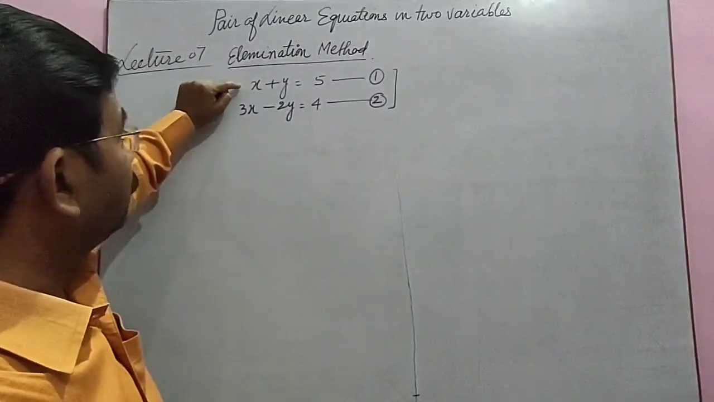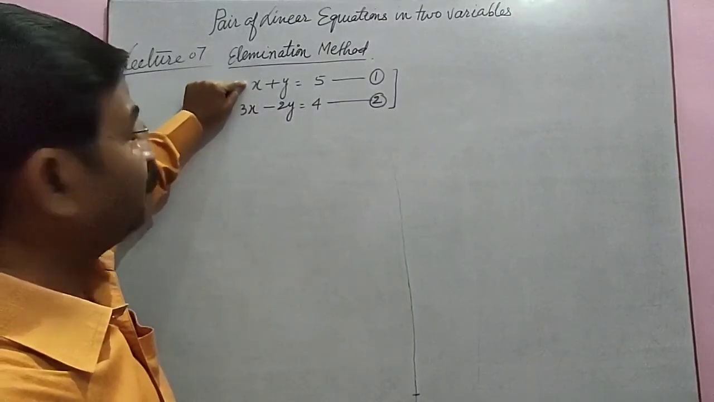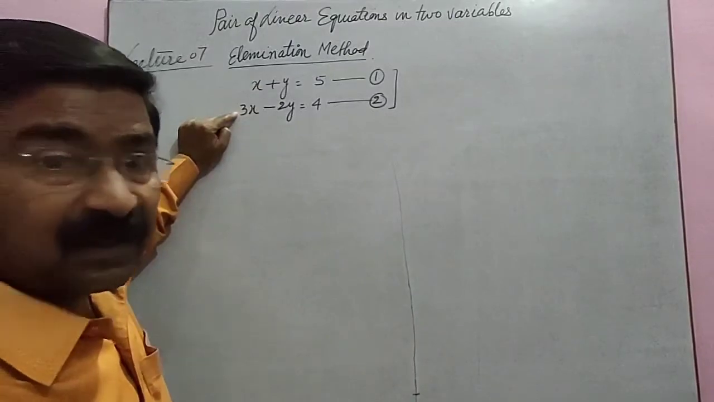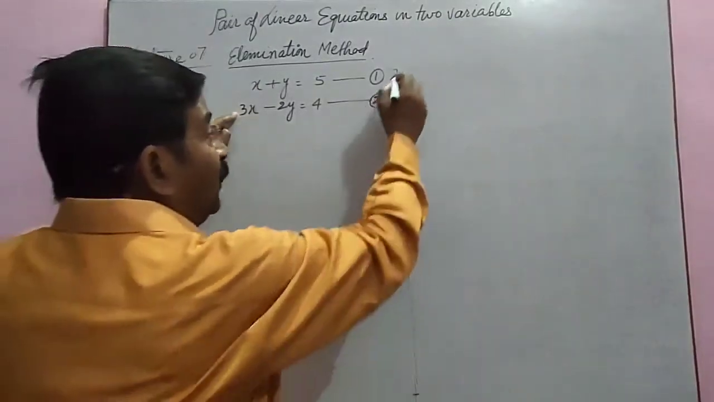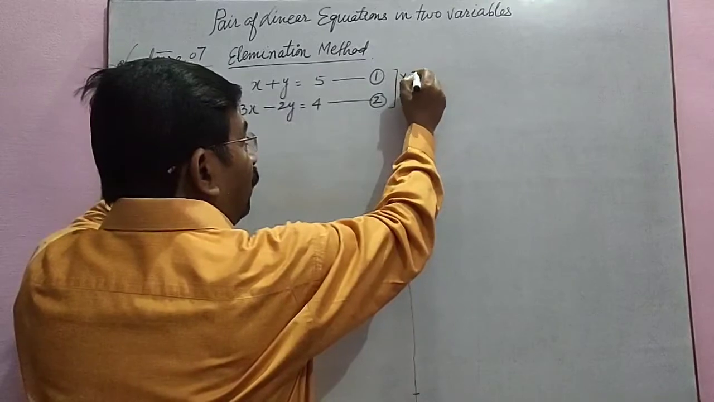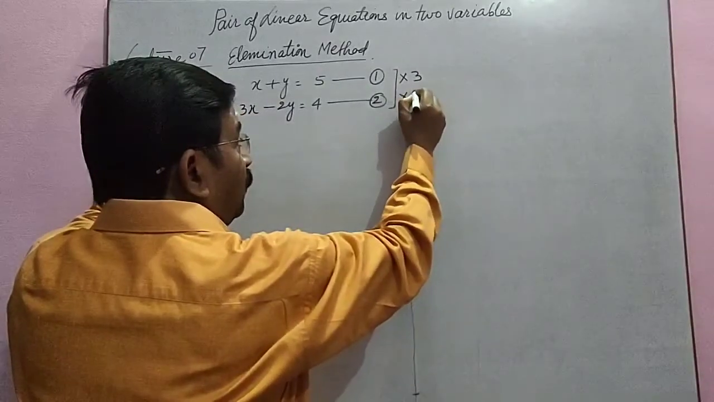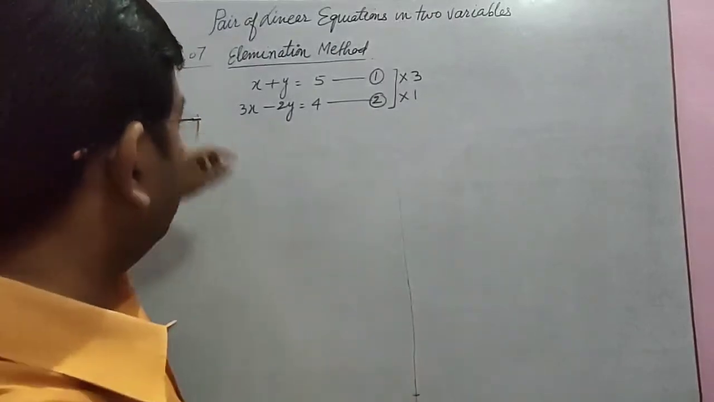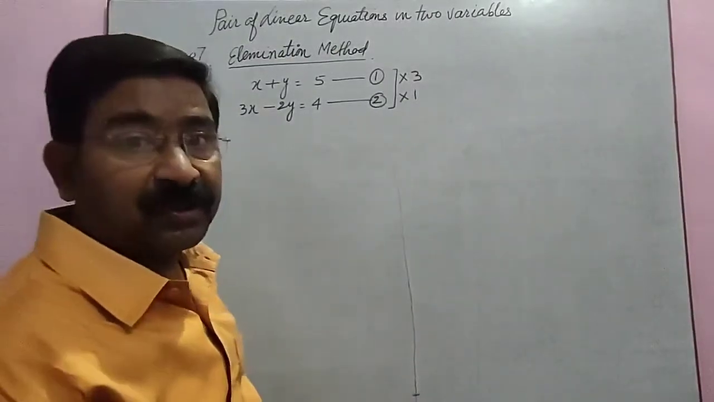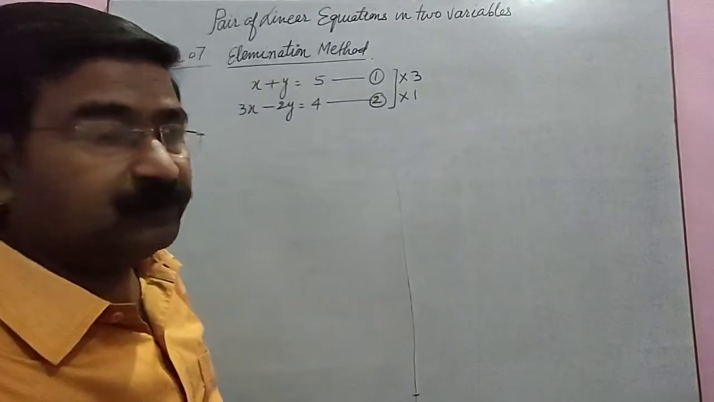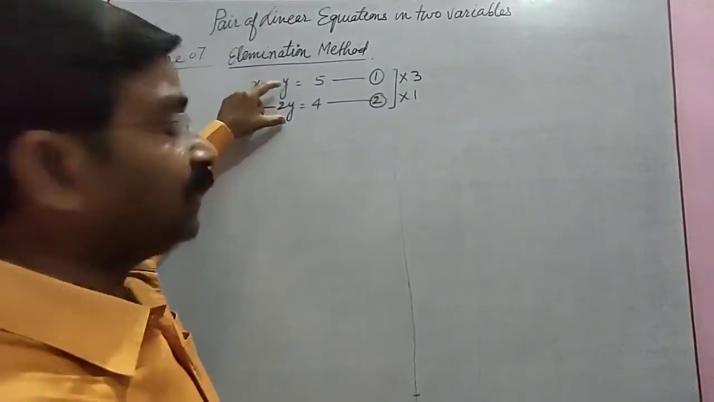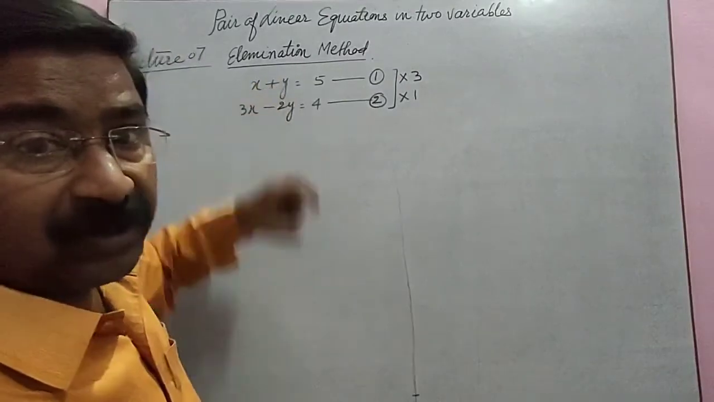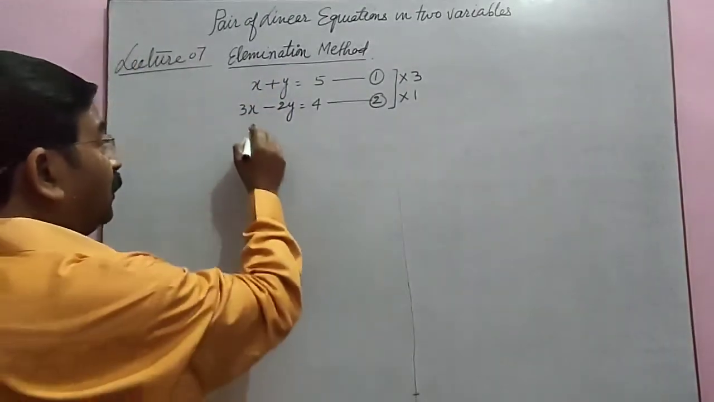Like in equation number 1, the coefficient of x is 1. In equation number 2, the coefficient of x is 3. So what to do? We multiply equation number 1 by 3 and equation number 2 by 1. Means we interchange the coefficients of x and multiply in the two equations to eliminate x. If you want to eliminate y, then in the same way you can interchange the coefficients of y in the two equations and multiply. Let's see how to do it.